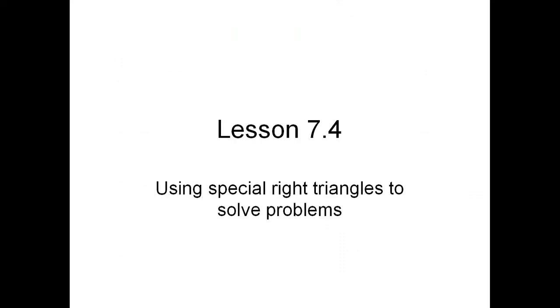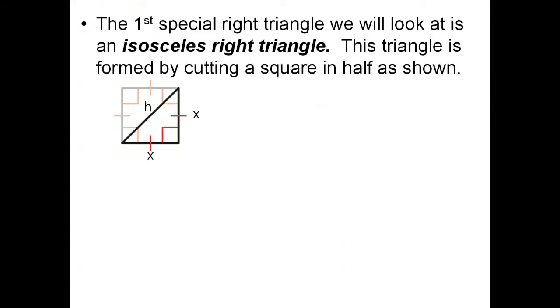Lesson 7.4 is using special right triangles to solve problems. First special right triangle we're going to look at is an isosceles right triangle. What I've done is taken a square, cut the diagonal through it. That gave me a 90-degree angle with two sides equal to each other.